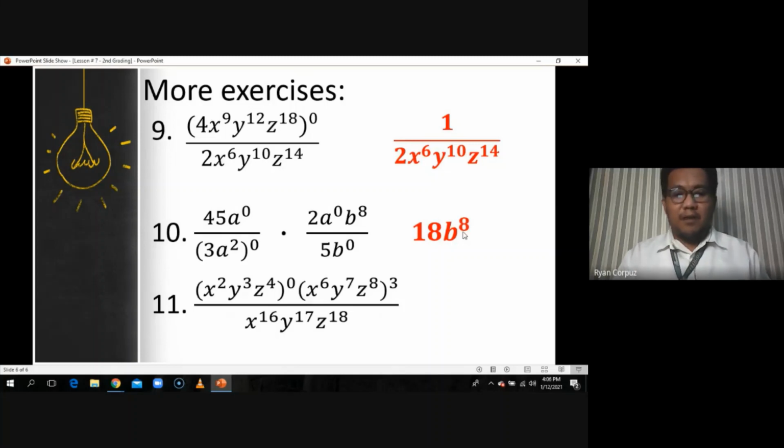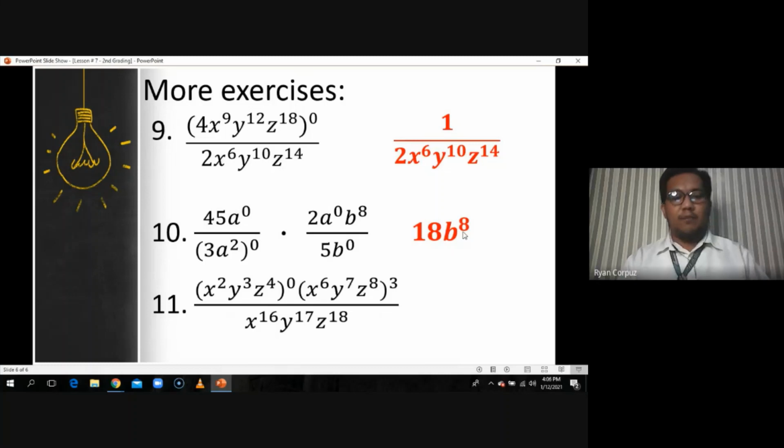Ito siguro yung usual na dahilan kung bakit nawawalan ng gana or hindi nagugustuhan yung math, kasi pagkakita pa lang, hirap. So, dapat ang thinking, hindi mahirap. Dapat ang thinking, kaya ko yan. I know how to answer that. As long as I know what I am going to do, masasagot ko yan.